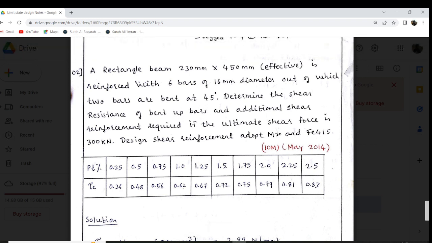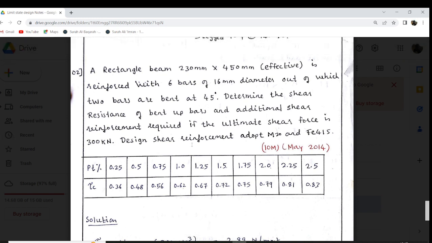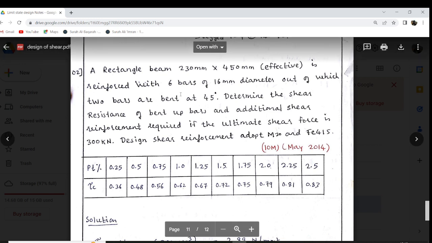Shear resistance of bent up bars is VUS dash. Okay, and additional shear reinforcement required if the ultimate shear force is 300 kilonewton. Design the shear reinforcement, adopt M20 and Fe415. 10 marks, May 2014. Okay, so they have given bent up bars. 2 bars are bent up at 45 degree. Alpha is given to you.